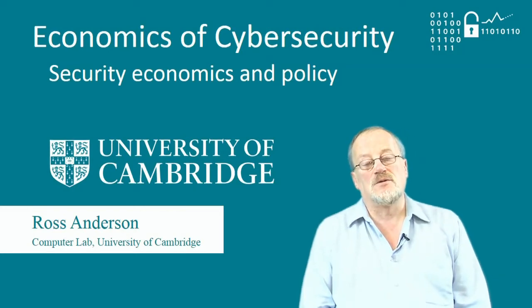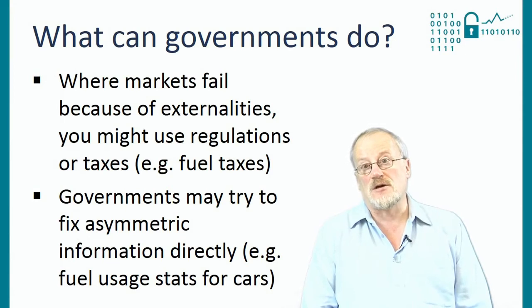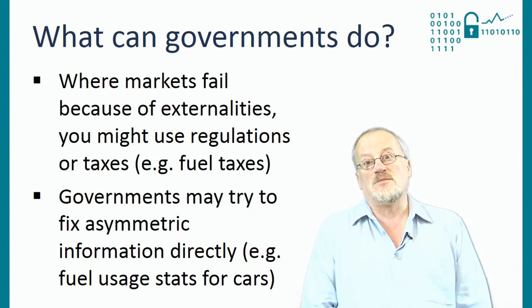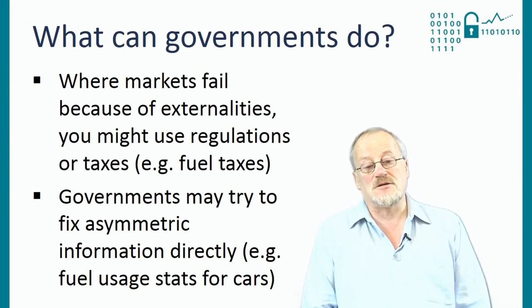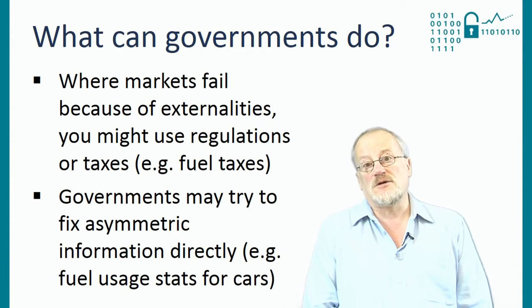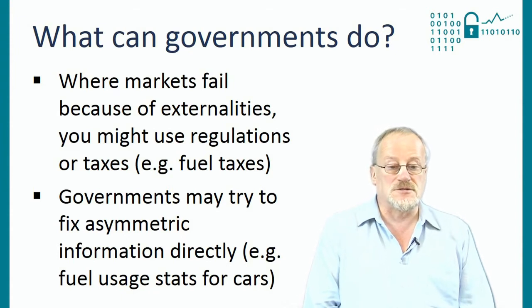In this last segment, we're going to ask, what can governments do? What have we learned from security economics that might be useful to the policymaker? Well, we've seen that many information security problems result from market failures, and where markets fail because of externalities, governments can use regulations or taxes to try and put things right. For example, motor vehicles create pollution, CO2, oxides of nitrogen and so on, and so most governments impose fuel taxes to try and put that cost back on the motorist.